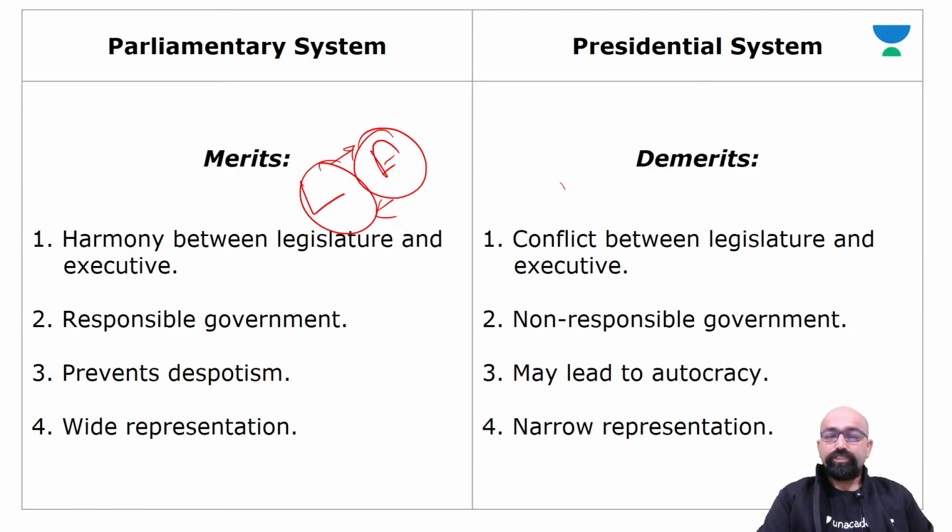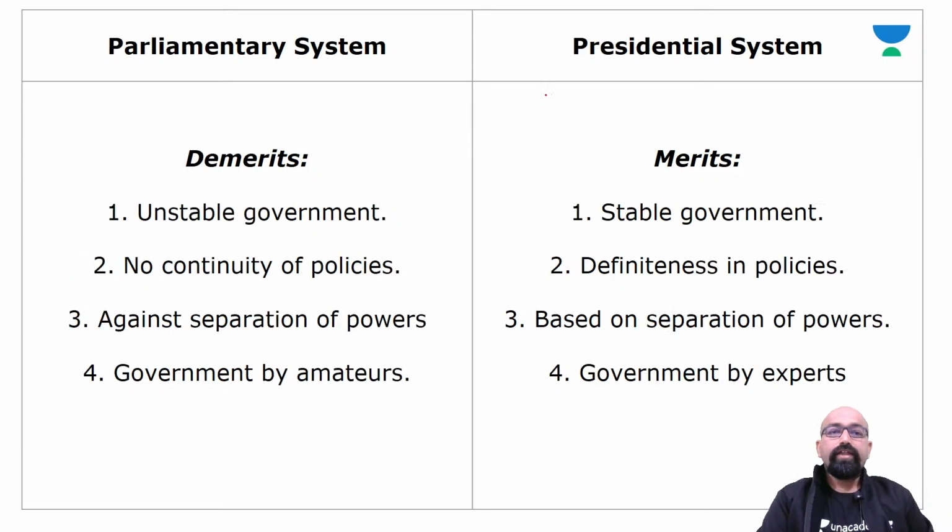Wide representation is found in parliamentary system, whereas narrow representation is found in presidential system. Next. Now, demerits of parliamentary system and merits of the presidential system. So, unstable government is the demerit of parliamentary system, whereas stable government is the merit of presidential system.